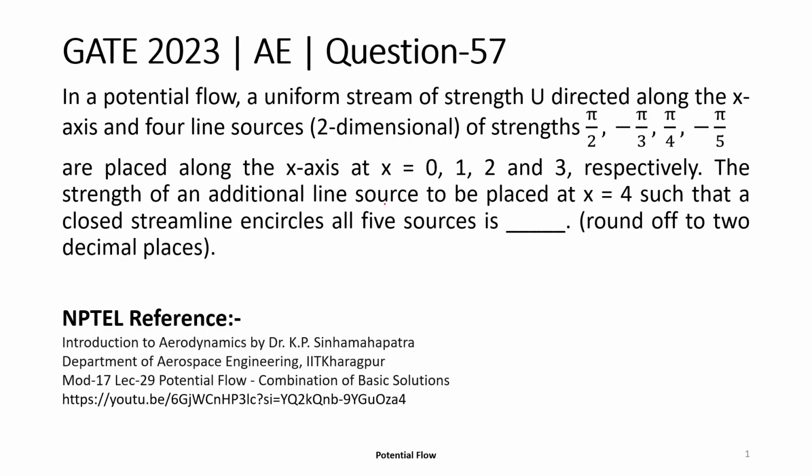The strength of an additional line force to be placed at x equal to 4 such that a closed streamline encircles all 5 forces is. Round off to 2 decimal places.